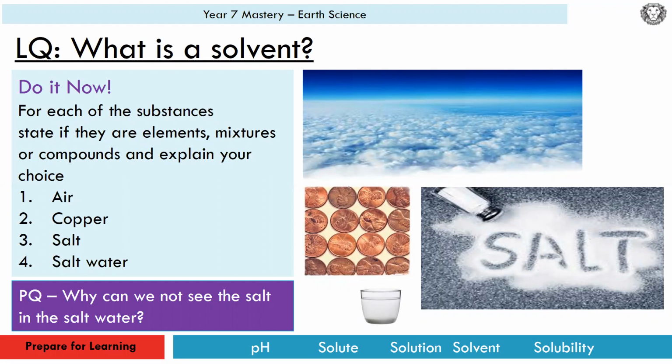Okay, so have a look at the do it now. It says, for each of the substances, state if they are elements, mixtures, or compounds, and explain your choice. So you have four: air, copper, salt, and salt water. You need to decide whether they are an element, a mixture, or a compound, and explain, as well as obviously knowing what it is.